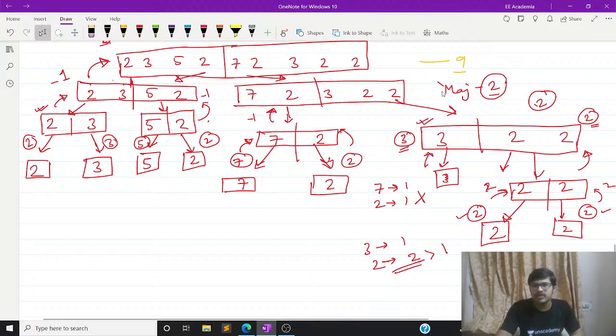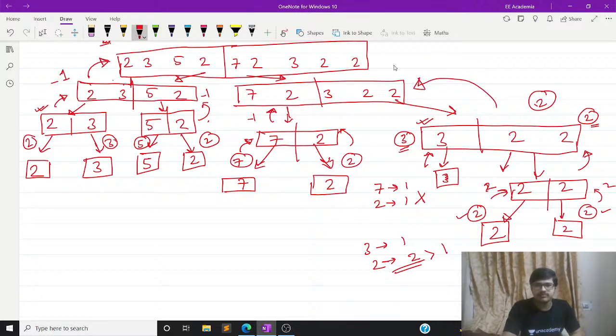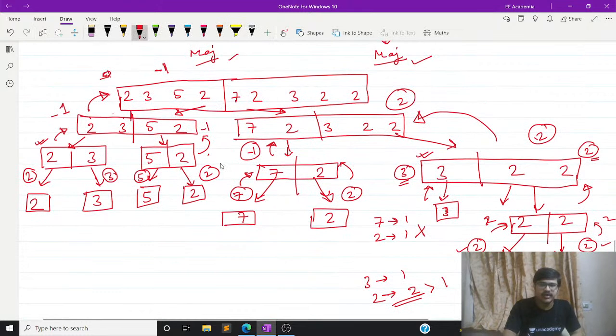I know that 2 is the majority element in this array 3 2 2. So what I do is simply return 2 here. And the left half has a majority of -1. So now you see that the majority in the left half is -1. That means the left half has no majority element, but the right half has a majority element of 2.